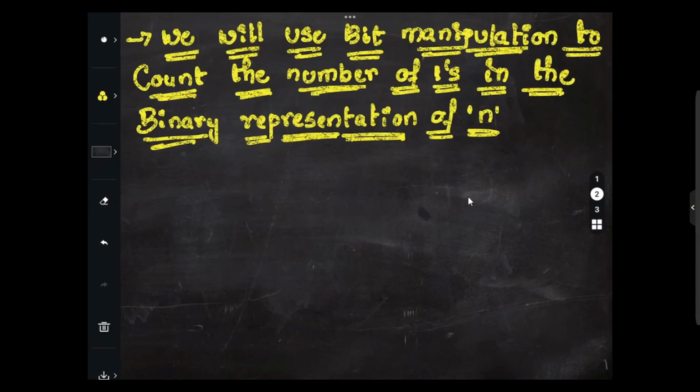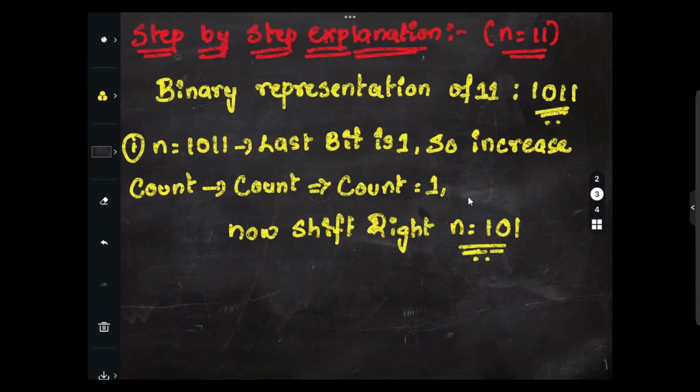First, we will make use of bit manipulation to count the number of ones in the binary representation of n. That's what the question is asking. So first, n equals 11. We know the binary representation of 11 is 1011. So n equals 1011, and in this case the last bit is 1. So we will increase the count. Count equals 1.